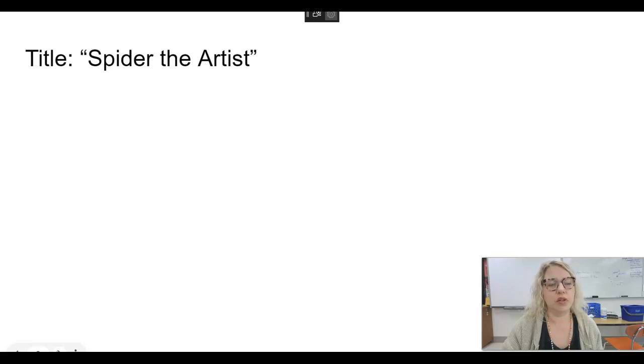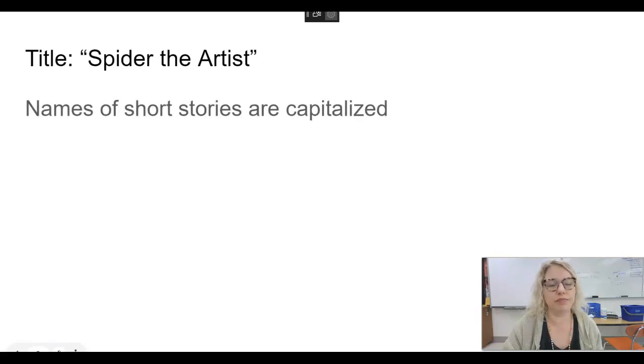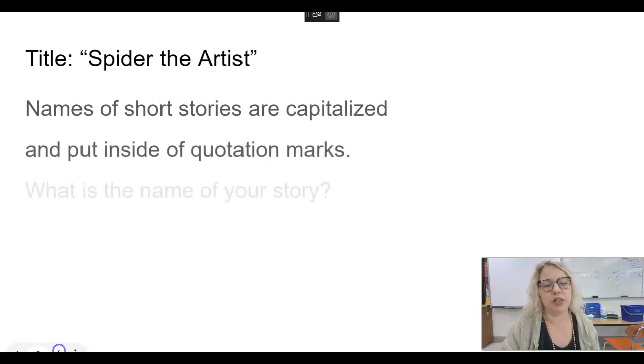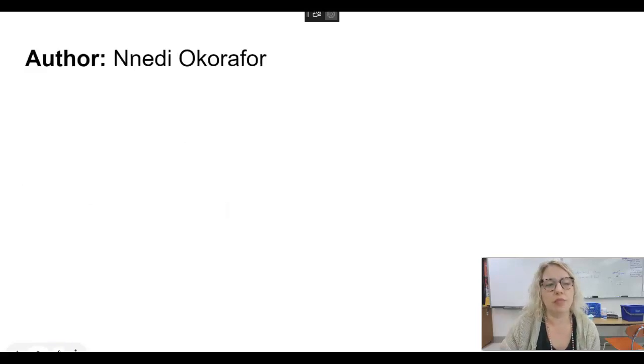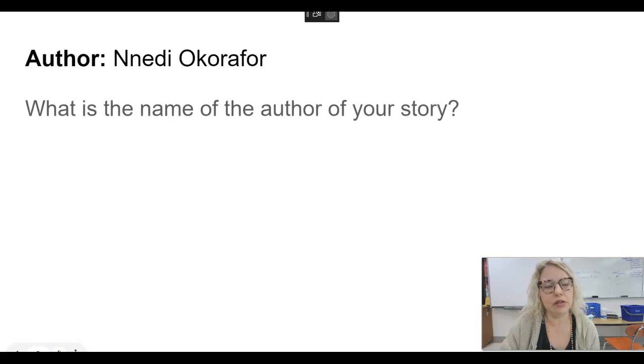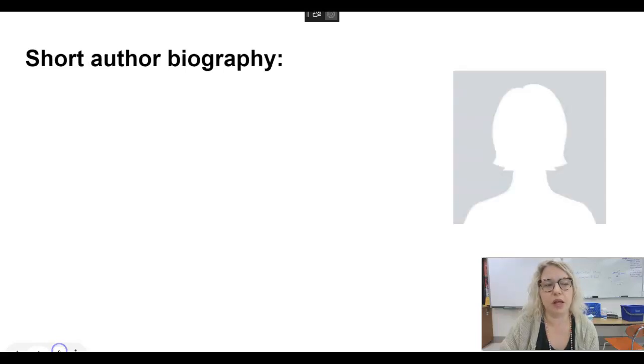And so the first thing you have to do is just title your story. What is the title of it? Keep in mind names of short stories are capitalized and put inside of quotation marks. So what's the name of your short story? Put that in there for the first item. Then you need the author's name. Ours is Nnedi Okorafor. And you've got to find the author's name in your story. Jot that down.